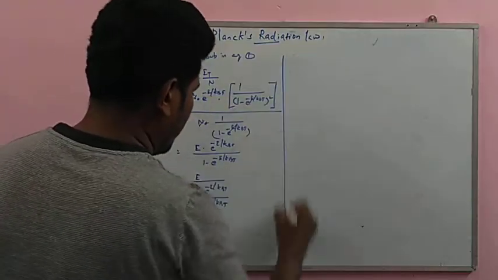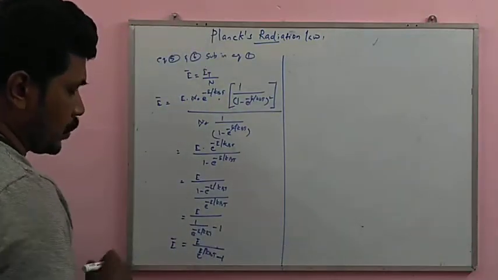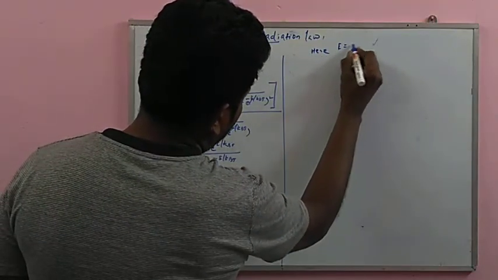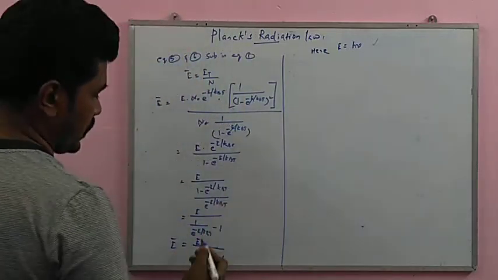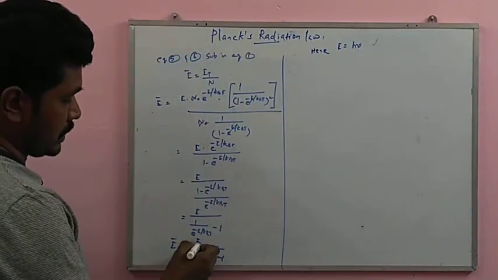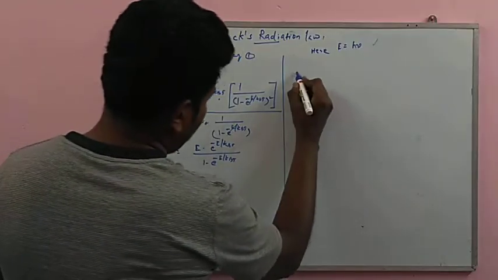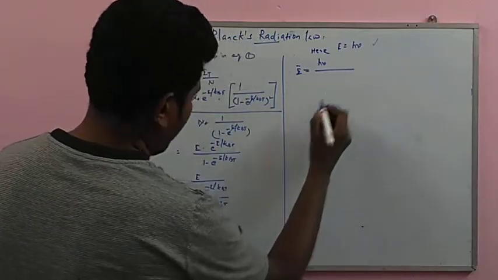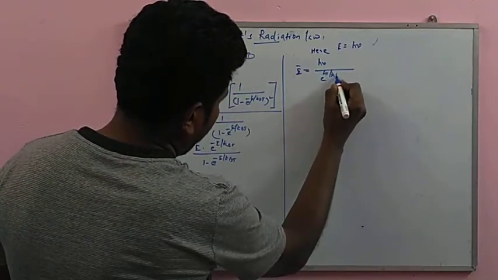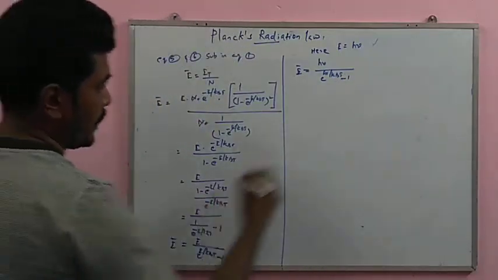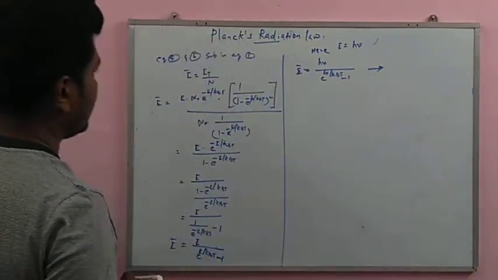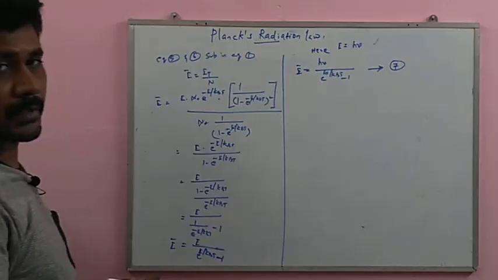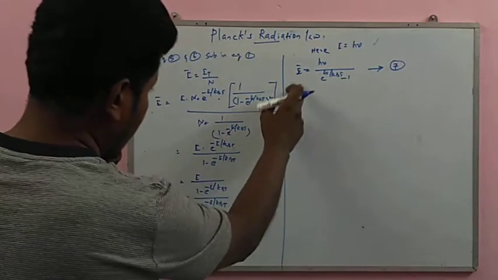So now this average energy, we know that in quantum particles, E is equal to h mu. Just replace E with h mu. So the average energy is equal to h mu divided by e power h mu divided by kBT minus 1. This is equation number 7, the value for average energy.